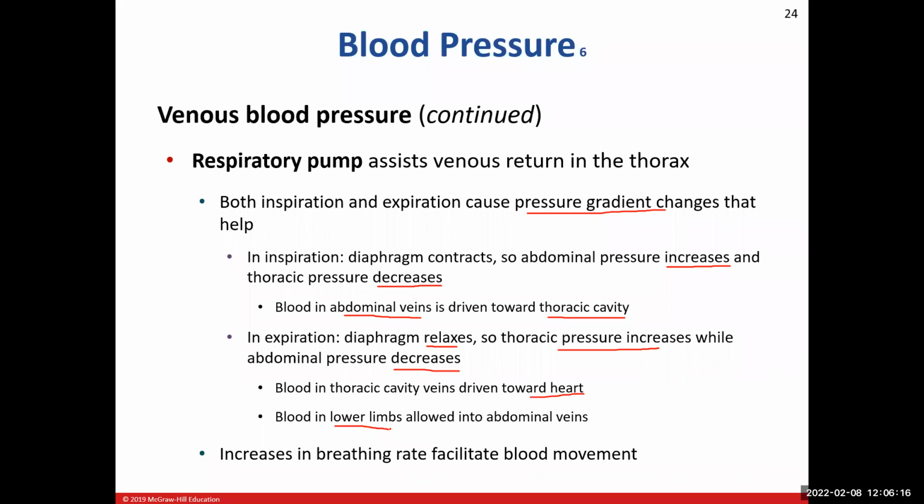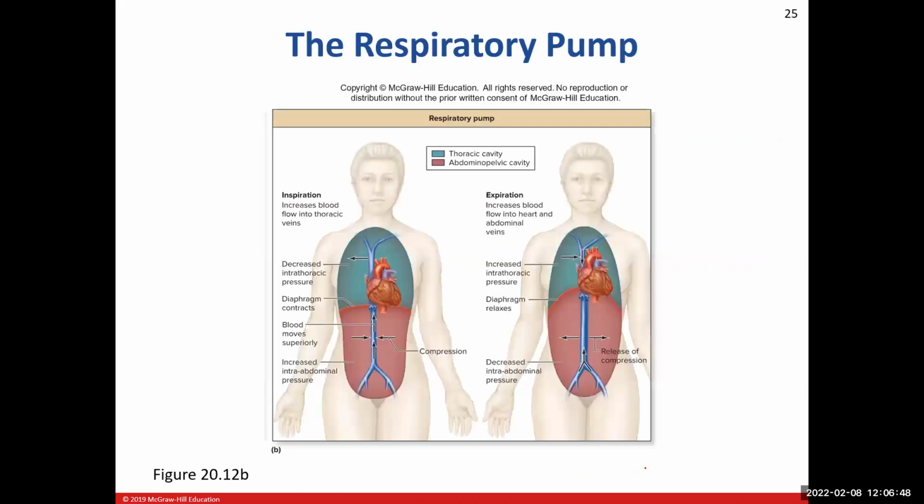All right, so as you can tell then, if we increase your respiration, normal respiration is roughly in the range of 12 to 20 breaths per minute, on average about 16. So if you go up to 25 breaths per minute, then you are going to increase the blood movement via the respiratory pump. Increase in respiration, increase in respiratory pump, which is good because that gives us more blood returning to the heart for whatever reason, usually if you're exercising.